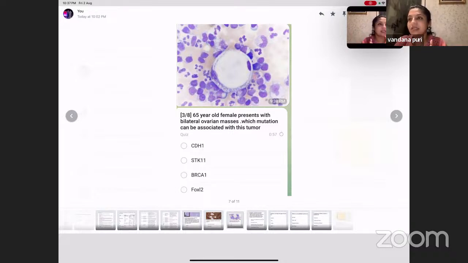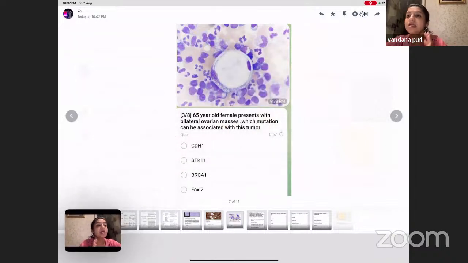Krukenberg tumors are metastatic tumors to the ovary, and most of the time this metastasis is coming either from the breast or from the gastric tissue, and the mutation in case of diffuse gastric cancer or lobular carcinoma of breast is CDH1.